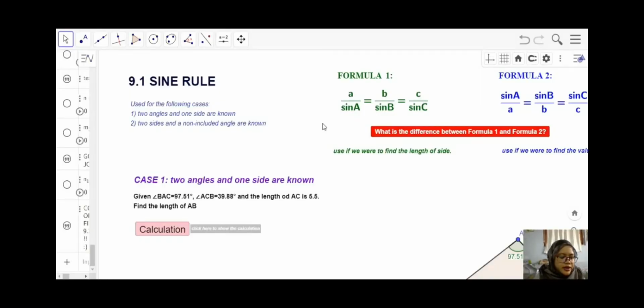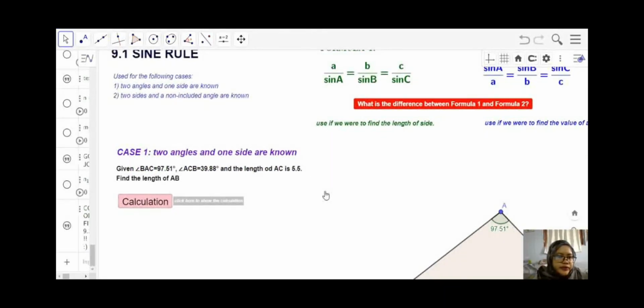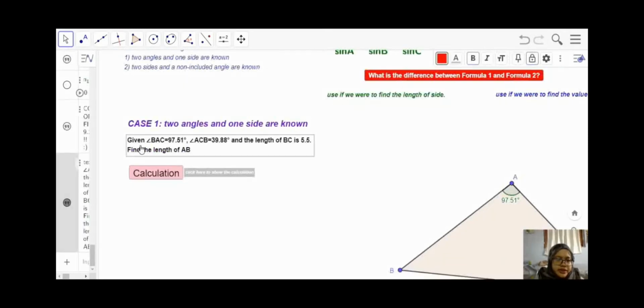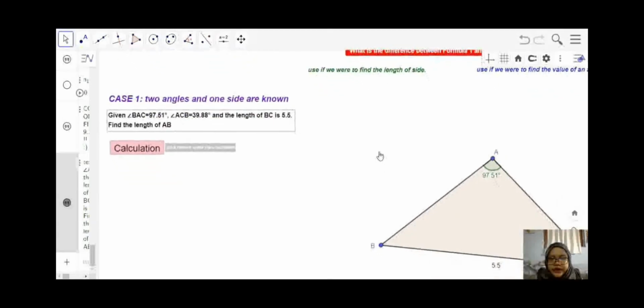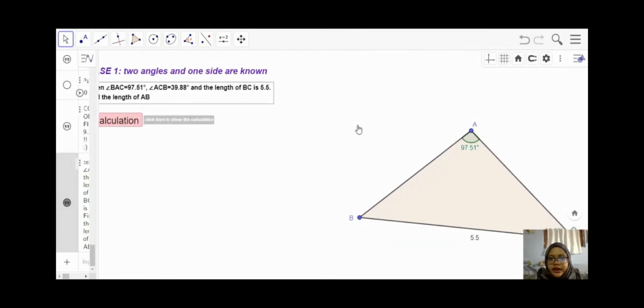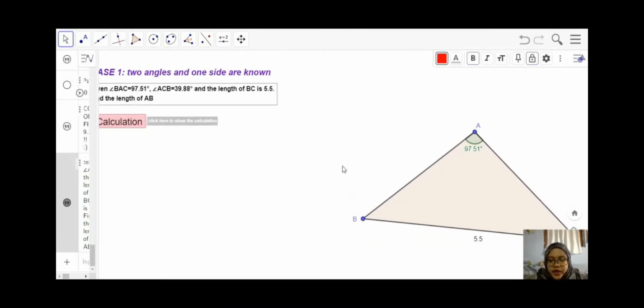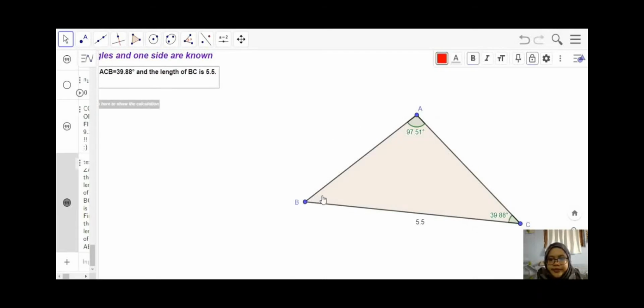All right, now, since you already understand what non-included angles are, let's see the example for case 1, which is two angles and one side are known. Given the angle BAC is equal to 97.51 degrees, and angle ACB is equal to 39.88 degrees, and the length of BC is 5.5, the question wants us to find the length of AB. So here is the diagram. As you can see, this is triangle ABC.